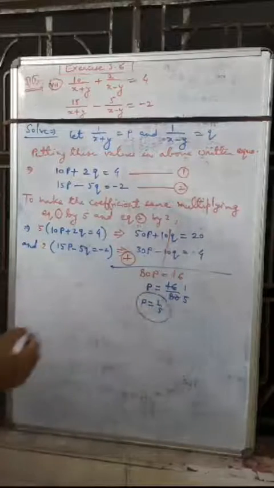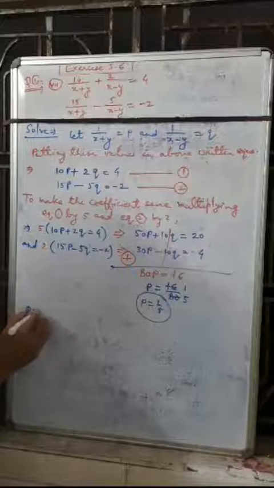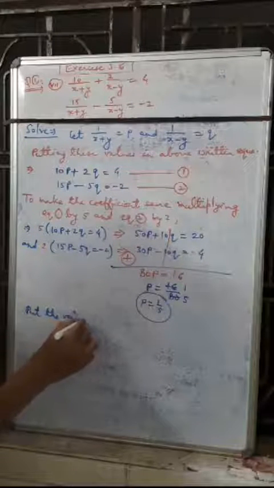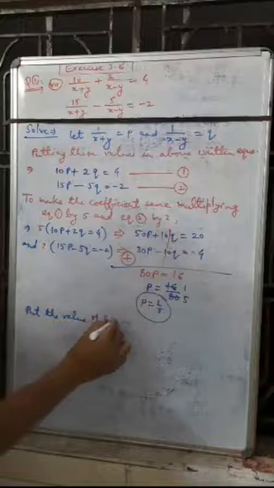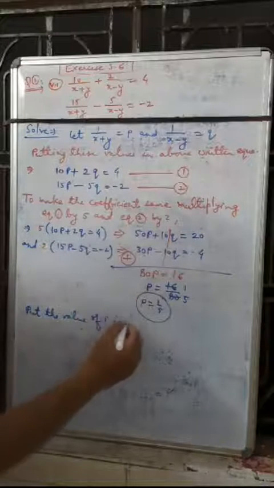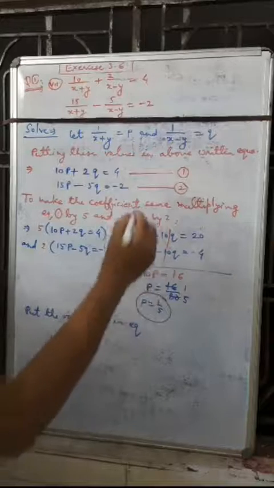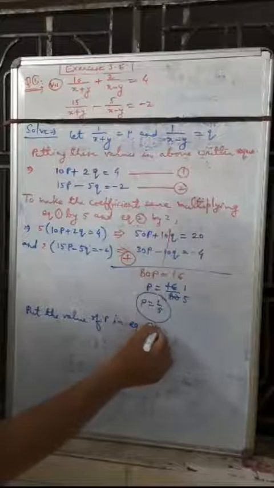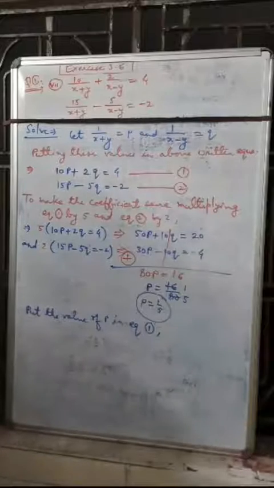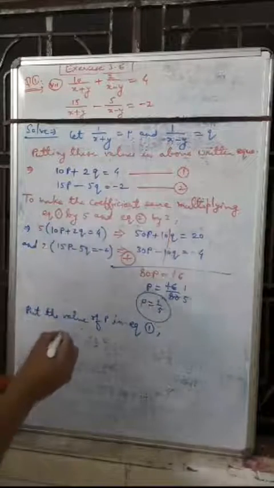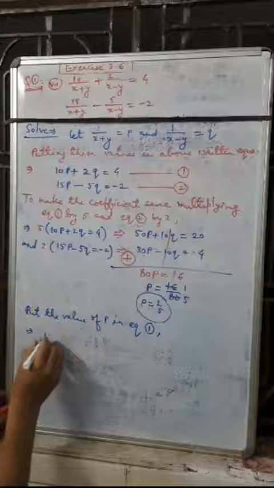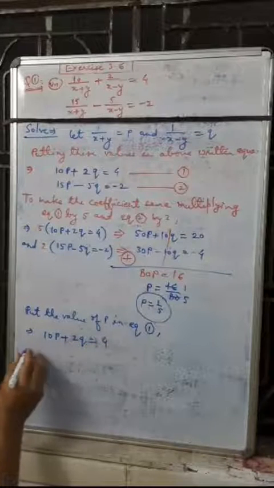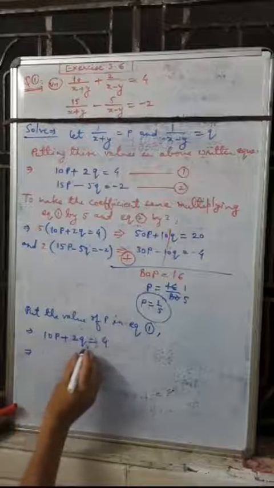We got the value of p. Now put the value of p in equation 1 or 2, whichever you like. I like 1, so I am putting it in equation number 1. So 10p plus 2q is equal to 4.